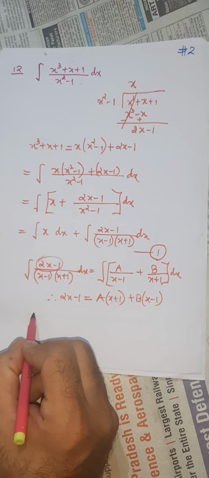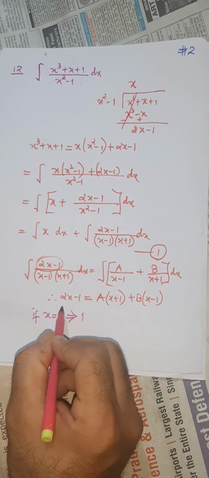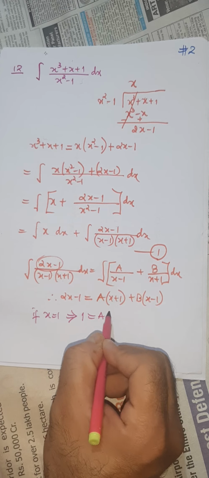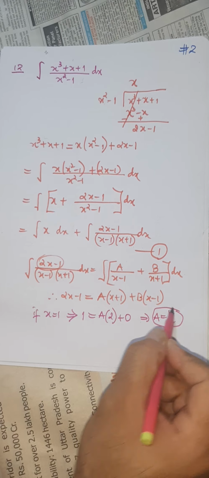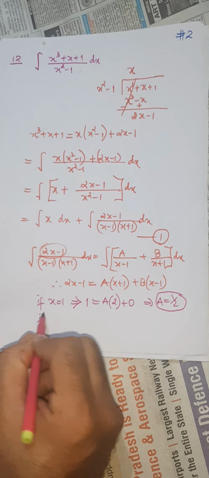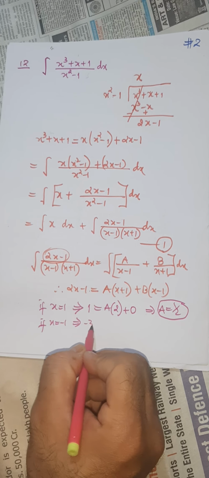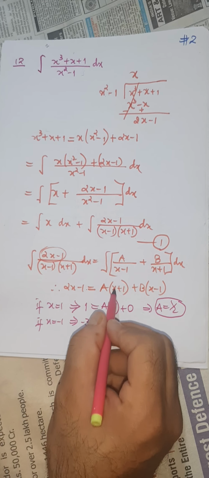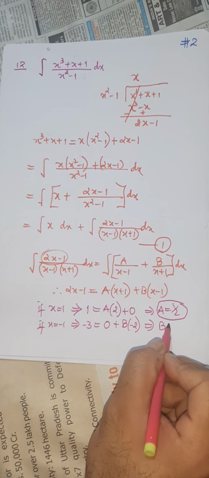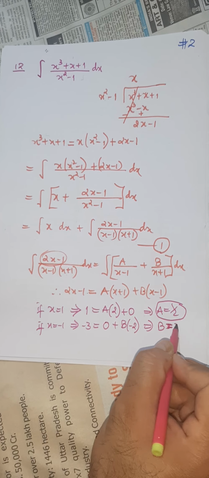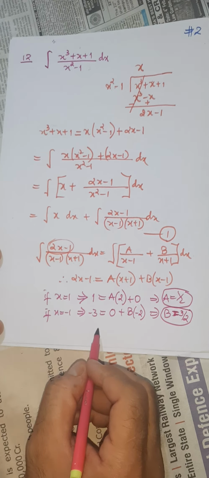Now first I'll take x equals to 1. If I put 1 here, this is just 1, 2 minus 1. Here A into 2 plus 0. So you have the value of A, which is half. If here x is minus 1, minus 2 minus 1, which is minus 3. This is 0. Here minus 2. So you have B. What is B? Here 3 by 2. Minus minus will get cancelled. This is 3 by 2.